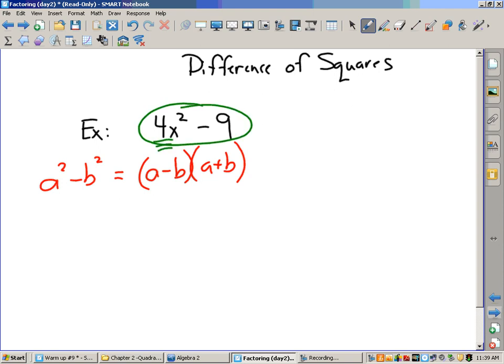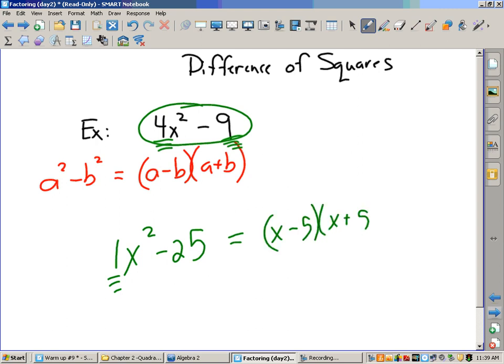Is 4 a perfect square? Is 9 a perfect square? Now I do want to ask this question. What's the number in front of the x squared here? Is 1 a perfect square? Okay. This factors into x minus 5 times x plus 5.